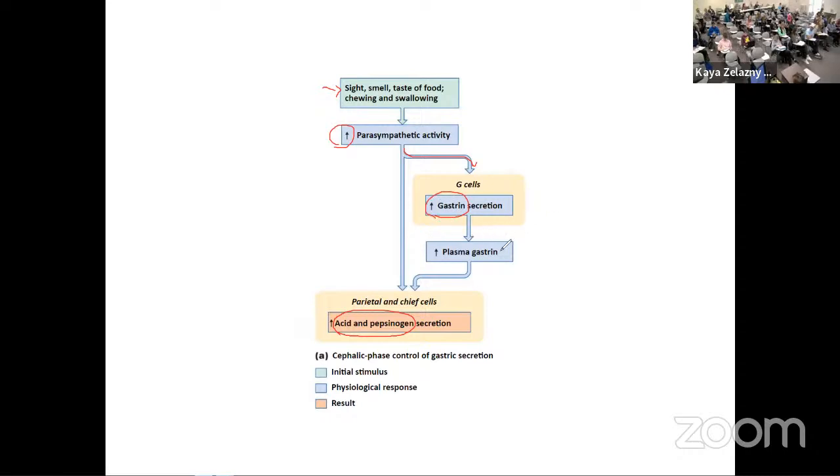That gastrin goes into the plasma. Okay. And that gastrin traveling around in the plasma is an additional signal to the parietal and chief cells to release acid and pepsinogen. Okay. So this is how we kind of pair together signals coming from the head, so cephalic phase stuff, with some of the more local actions of our stomach, some of the more gastric phase stuff.